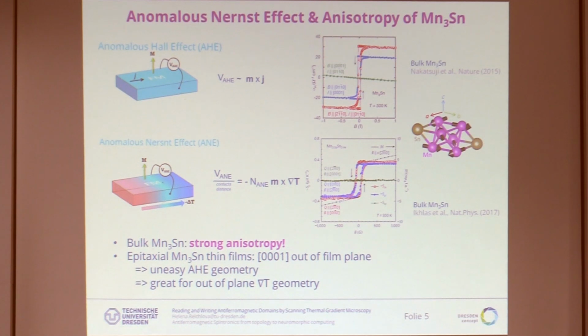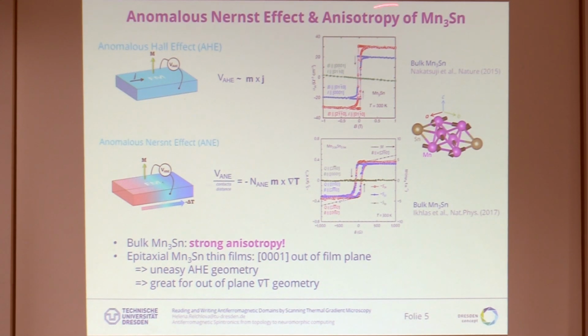So before I explain the technique, or Jörg already did a big part, I will just remind what the anomalous Nernst effect is, which is behind this whole experiment, and what the anisotropy is in this particular material, Mn3Sn. So the anomalous Nernst effect in the easiest picture is just the thermal transport version of the anomalous Hall effect. So voltage is detected, or induced, perpendicular to a thermal gradient and some magnetic order parameter.